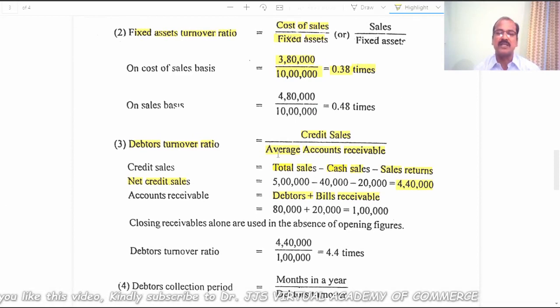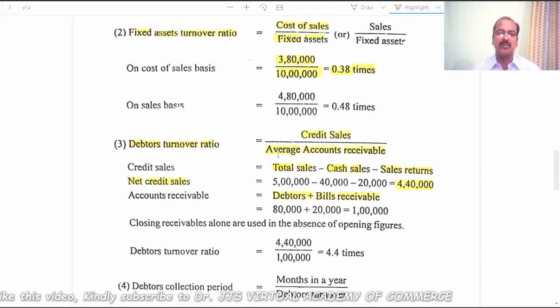But what does the formula say? It is average accounts receivable. Therefore, you need to add the opening accounts receivable with the closing accounts receivable, and divide the total of the two by 2. You will get average accounts receivable.